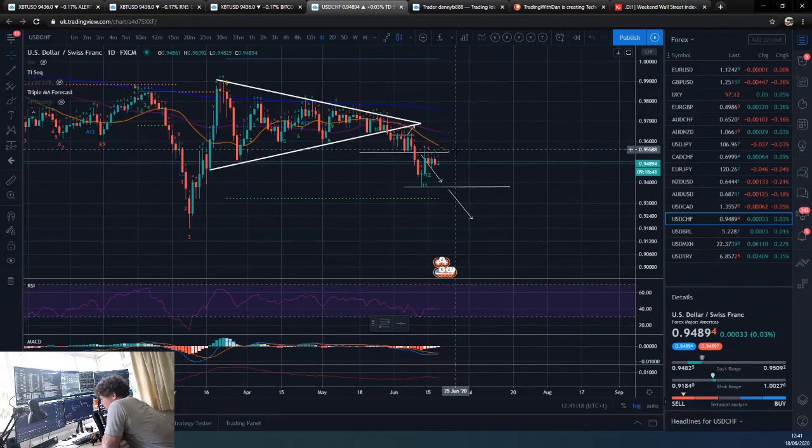I mean, clear upside there. If you break this, that's the upside trigger. This is the downside trigger for acceleration, but I think we will come down to that. Pretty much is a sell right now, not financial advice.